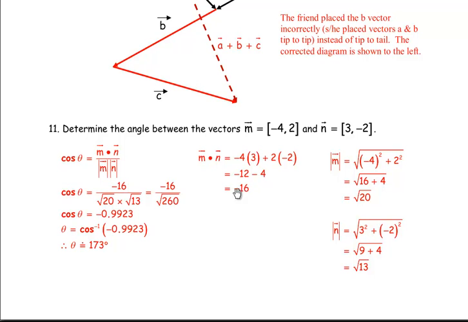So filling all these in, the dot product is negative 16, and we have the product of root 20 and root 13 on the bottom. Now, in order to punch this into your calculator more conveniently, you might want to multiply these. 20 times 13 is 260, so that's the same as the root of 260 in the denominator. So dividing negative 16 by the root of 260, we get negative 0.9923. To get the angle, we take the inverse cos of that, and we get 173 degrees. So that's the angle between these two vectors. They're almost opposites. If that was 180, they'd be opposites, but not quite.